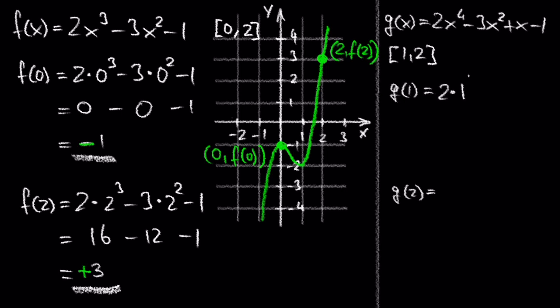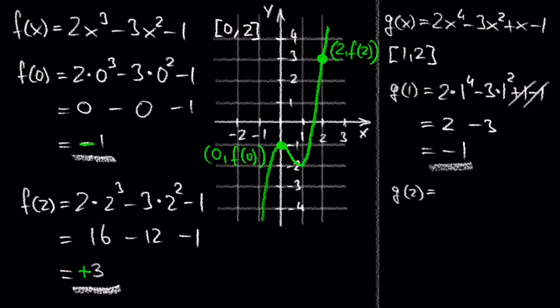2 times 1 to the fourth minus 3 times 1 squared plus 1 minus 1. 1 to the fourth is 1 times 2 is 2. 1 squared is 1 times negative 3 is negative 3. And 1 and negative 1 cancel each other out. 2 minus 3 equals negative 1. So g of 1 equals negative 1.